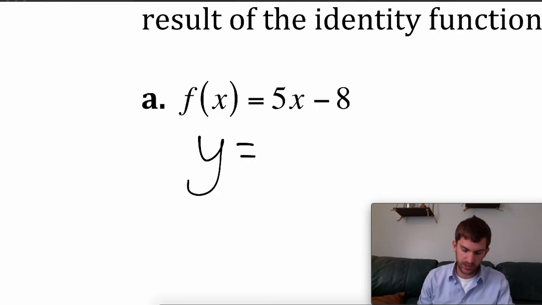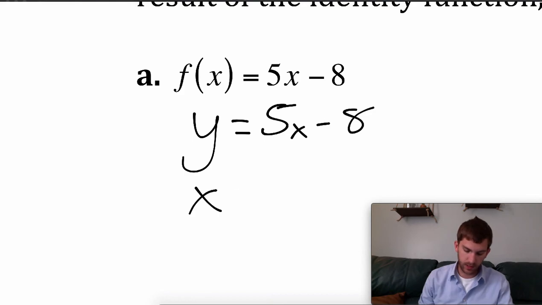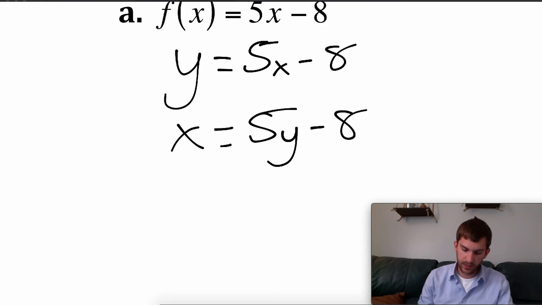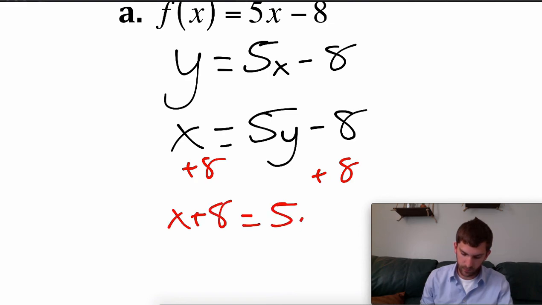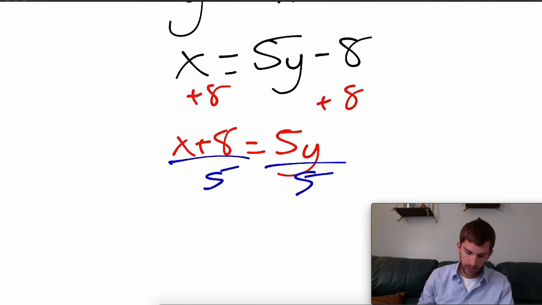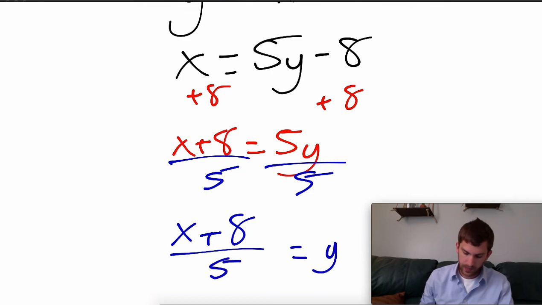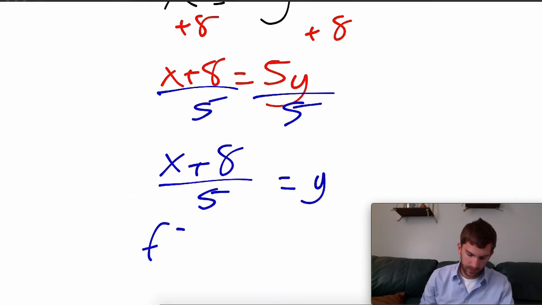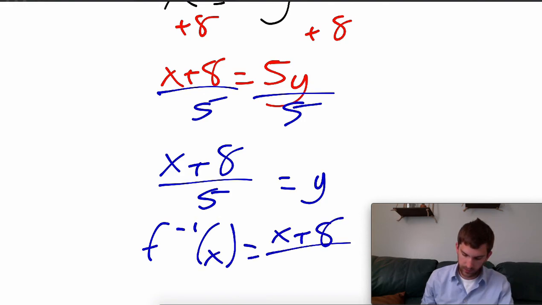Again, temporarily switching it to y equals, so we got y equals 5x minus 8. Next up, we're going to switch the x and the y and start solving. So we got x equals 5y minus 8. To start solving for y, we're going to add 8 to both sides. So we'll do plus 8 over here, plus 8. We got x plus 8 equals 5y. To solve for y, let's divide both sides by 5. And we end up with x plus 8 divided by 5 equals y. In other words, we get f inverse of x equals x plus 8 over 5.